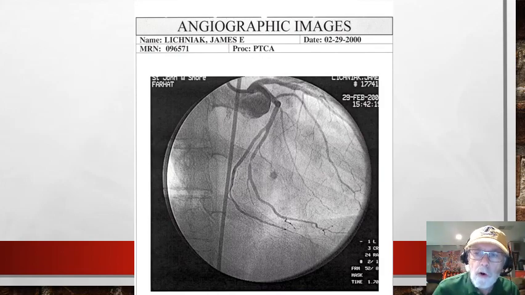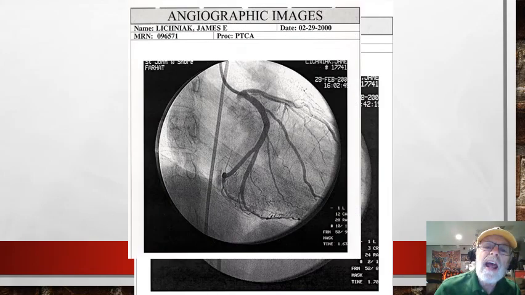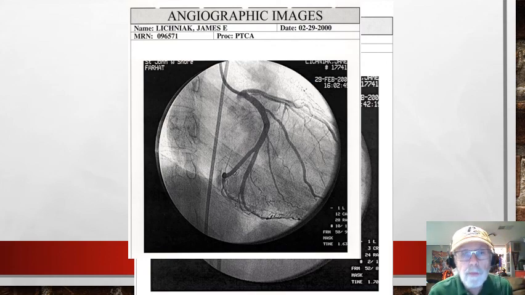So that was before they did it. You can see where it is, and there's afterwards. You can't see it anymore. In other words, where they divide, it's open. It's called an angioplasty and a stent.